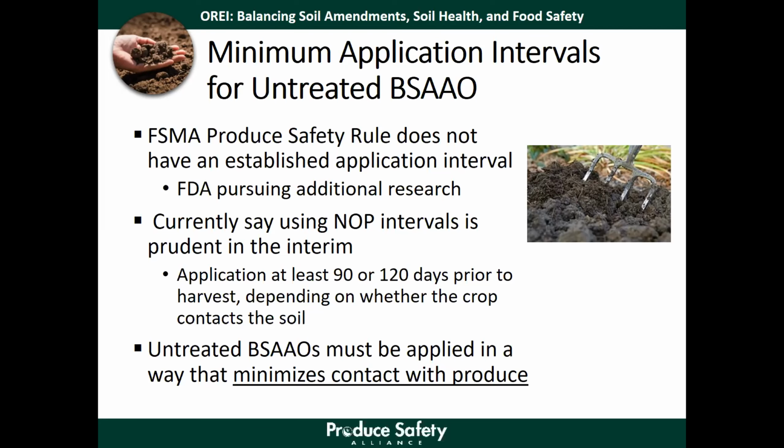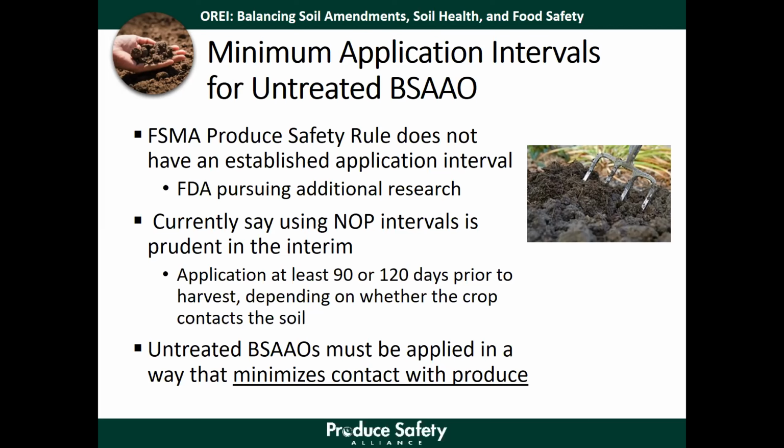Right now, if you look at the federal regulation, there's a big giant "reserved" under it. FDA is pursuing additional research, but currently the recommendation is to use the National Organic Program intervals, commonly known as the 90 and 120 day rule. That means waiting at least 90 or 120 days prior to harvest, depending on whether the crop contacts the soil. And very importantly, untreated soil amendments must be applied in a way that minimizes contact with produce.